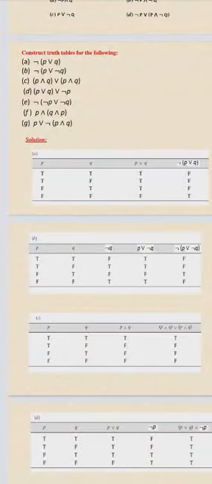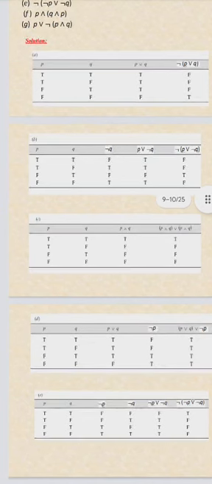Second example is negation P or negation Q. Then the P, Q statements, then the next column negation Q, next P or negation Q, then the last column negation P or negation Q. Write the P, Q truth values: true, true, true, false, false, true, false, false. Then negation Q: Q is true, negation Q is false. Q is false, negation Q is true. Q is true, negation Q is false. Q is false, negation Q is true.